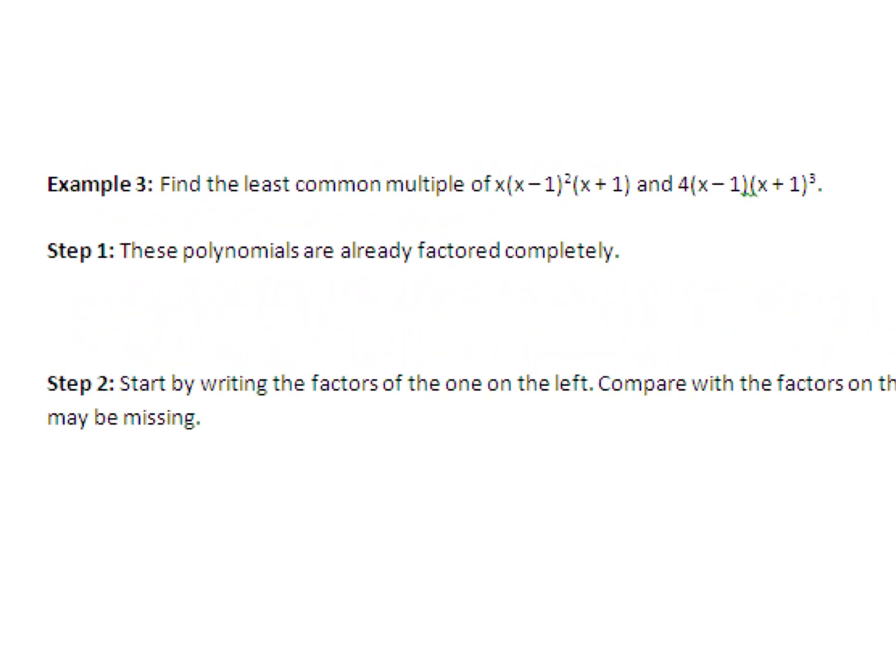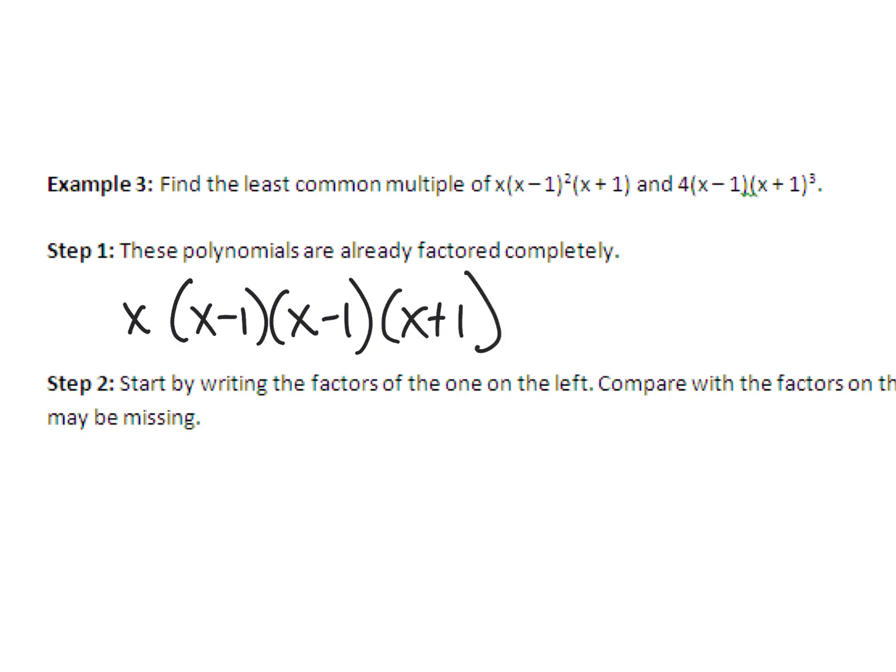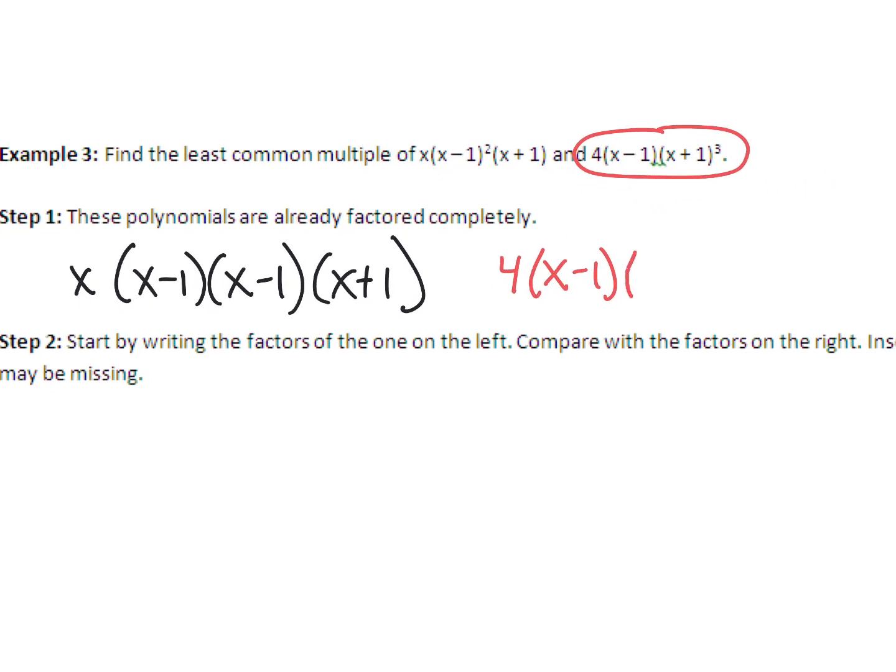Okay, in example 3, again, the first step is to just write everything out in terms of its factors. So we got x minus 1 squared is just x minus 1 times x minus 1, and then you have x plus 1. That second set of parentheses there, this bit right here, if I want to write that out the long way, that's just 4, x minus 1, and then we got x plus 1 times x plus 1 times x plus 1.